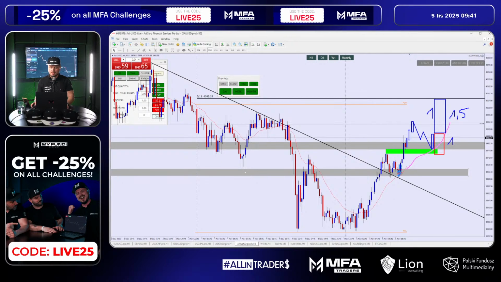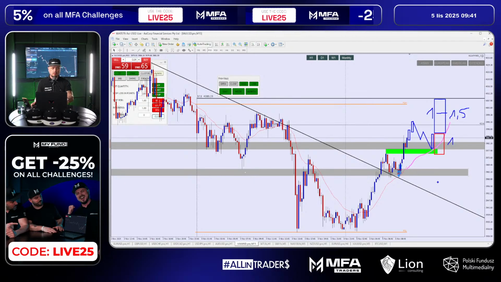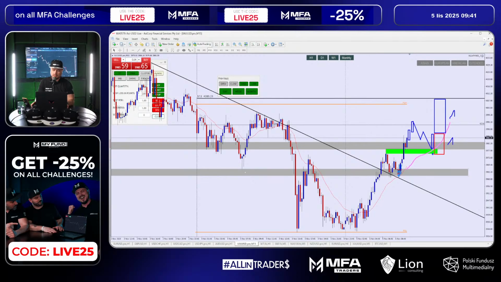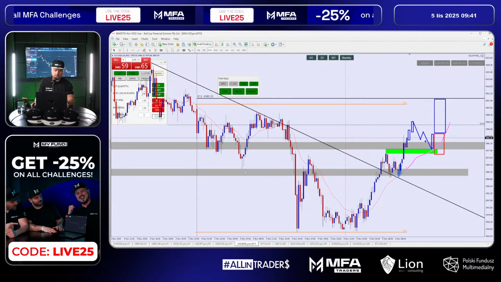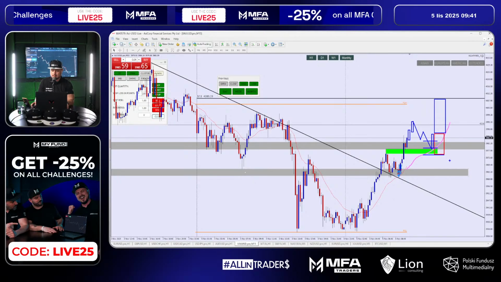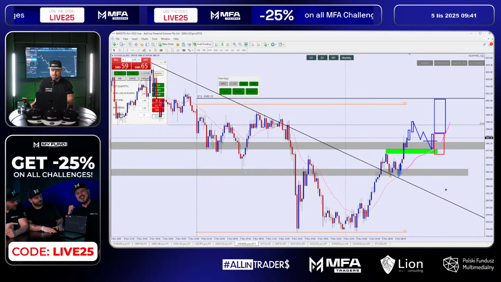So 1 to 1.5, okay? That can be our risk to reward, but it depends on the situation. So we need to wait for this situation. And like I said, I'm not sure if we're going to see a reaction here, or here. We need to look at the market later on, okay?